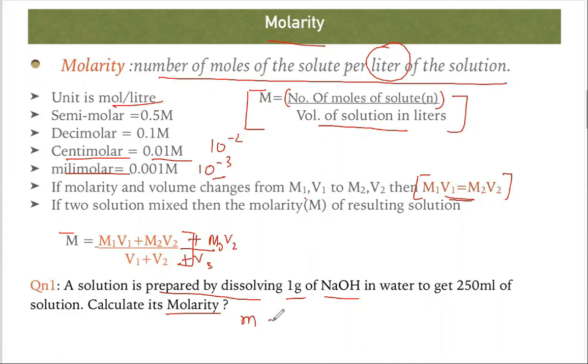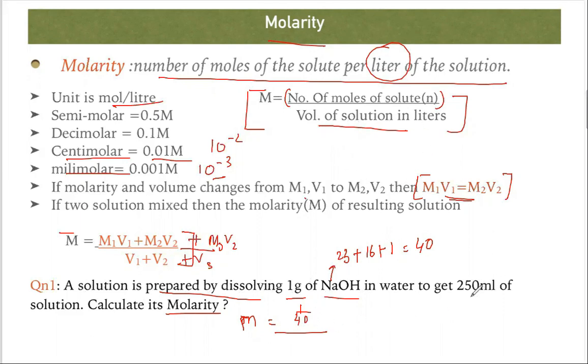As we know, molarity M is equal to the number of moles divided by the volume of solution in liters. What is the number of moles? That is given mass 1 divided by the molar mass of NaOH. How can you calculate the molar mass of NaOH? Sodium is 23, oxygen is 16, hydrogen is 1. This gives 40. So 1 by 40, divided by the volume of solution in liters.